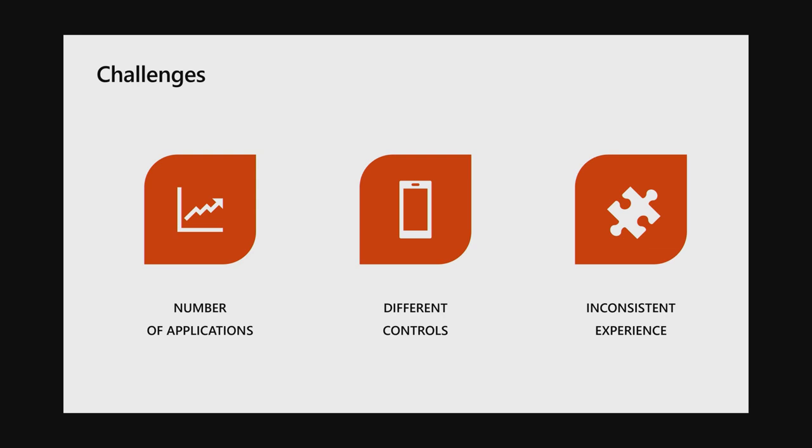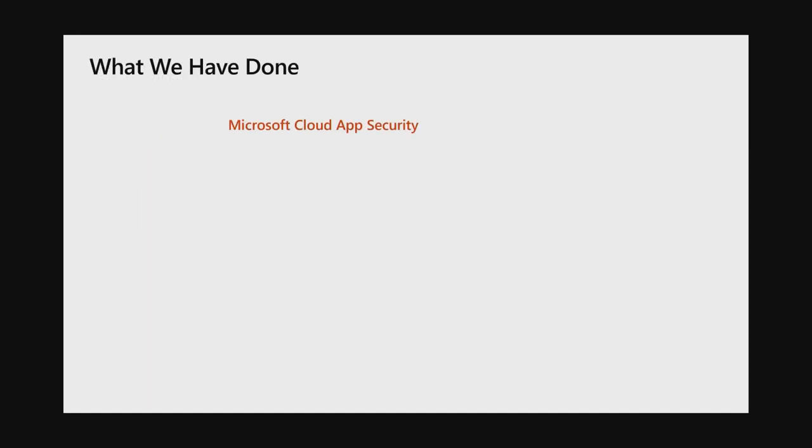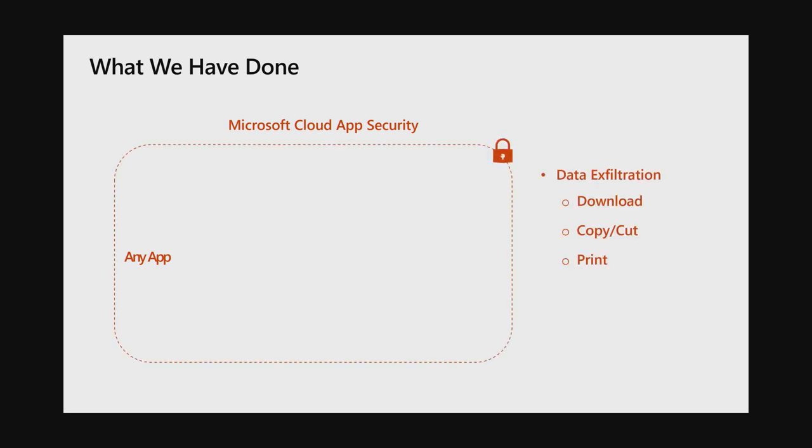Third, if we do try to address these controls within each application, we're going to get an inconsistent experience from application to application. So what we did is we said, hey, let's provide something in Microsoft Cloud App Security for any application that has a uniform set of controls. So we're able to prevent data exfiltration and infiltration scenarios, being able to block download, copying and pasting, uploading, printing, for any kind of application.